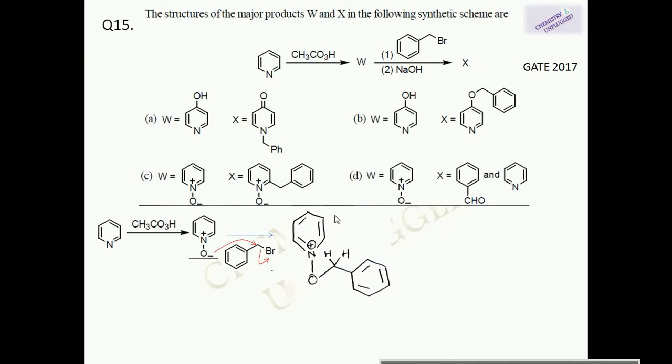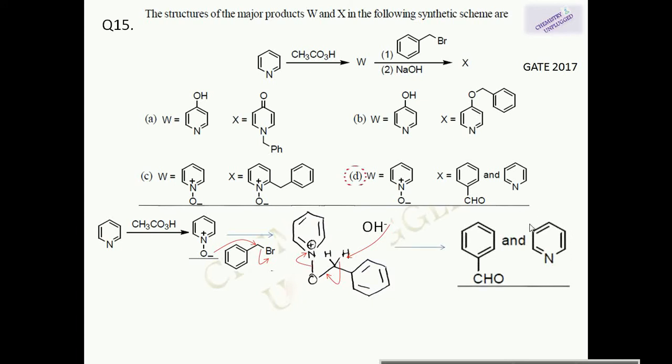In the next step, we are using NaOH. So OH will attack on one of these hydrogen atoms and this bond will shift here and this bond will shift to the electron deficient nitrogen atom. So we have benzaldehyde and pyridine as final compounds. So option D will be the correct answer.